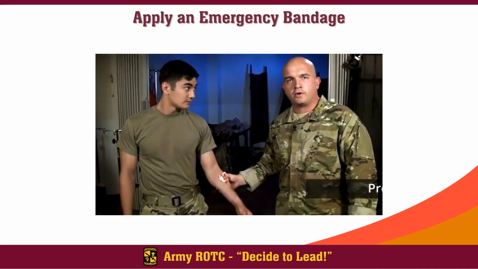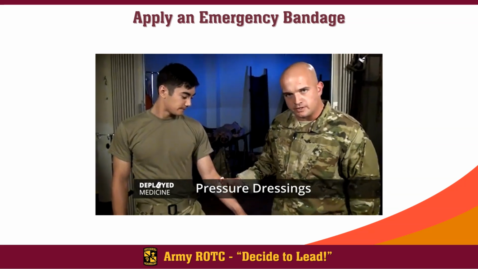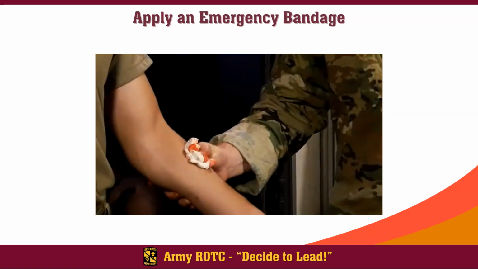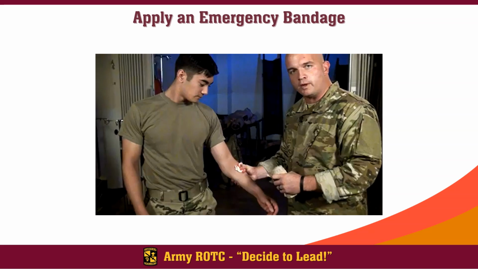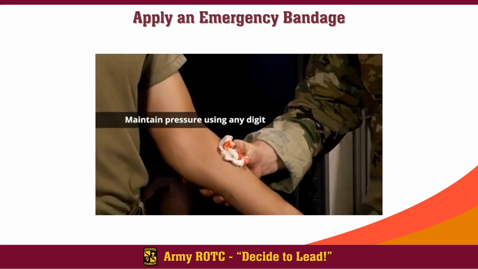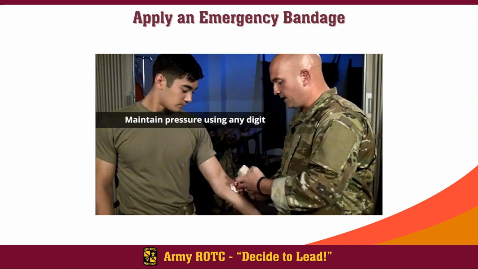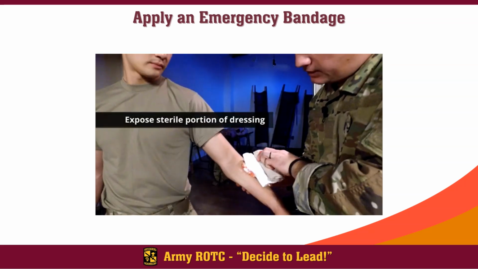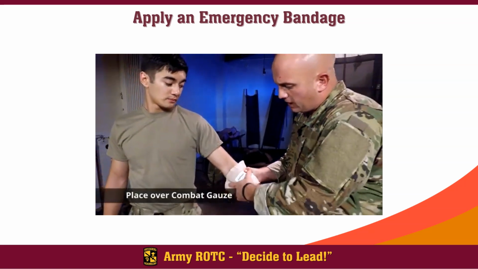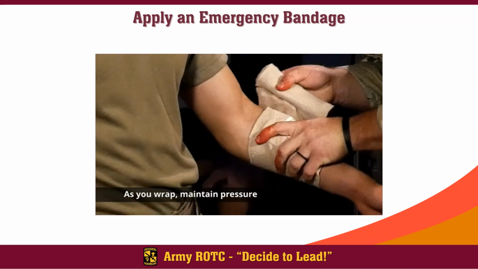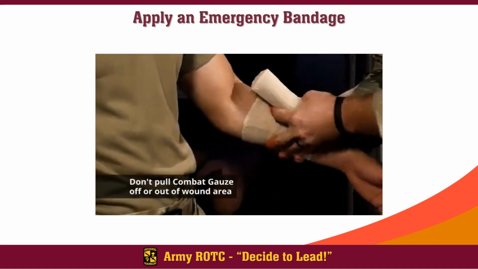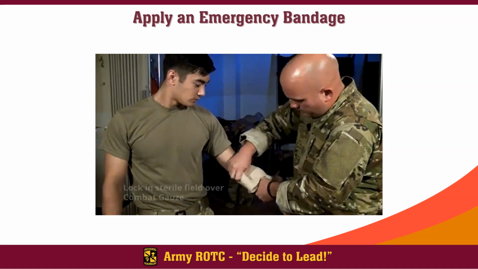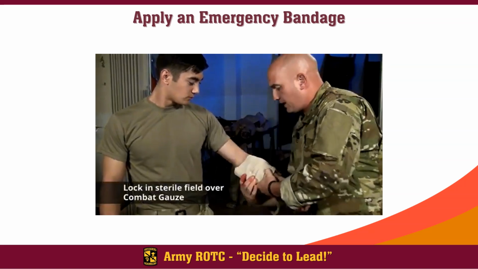Hi folks, Zach here. We're going to be going over pressure dressings. The pressure dressing that we're going to be using today is the emergency trauma dressing commonly found in the IFACs within the Army. Once you have the wound packed, again, we're going to use the 1-for-1 replacement here. So I'm going to maintain pressure using my thumb, any other digit that I can, and then I'm going to expose the sterile portion, which looks like this. Place it over the combat gauze. And as I wrap, maintain pressure, being sure that I don't pull the combat gauze off of the wound, out of the wound, and being sure to lock in the sterile field that's over that combat gauze.